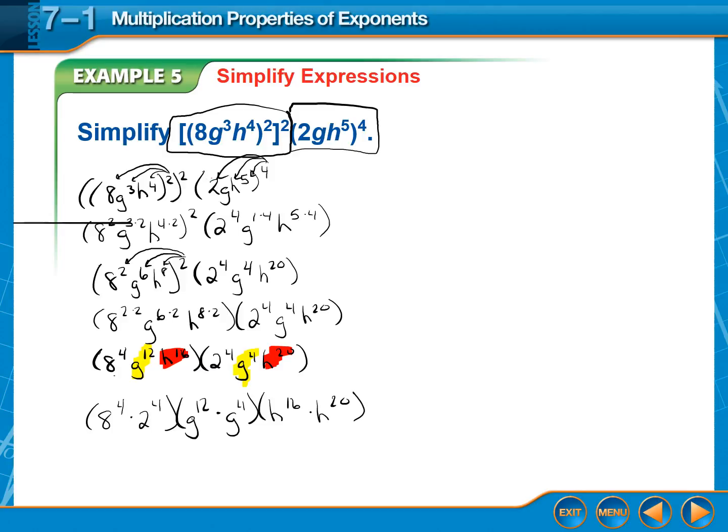8 to the fourth power, if you do 8 times 8 times 8 times 8, you'll see that that comes out to 4,096. And 2 to the 4th power means 2 times 2 times 2 times 2, so that's 16.